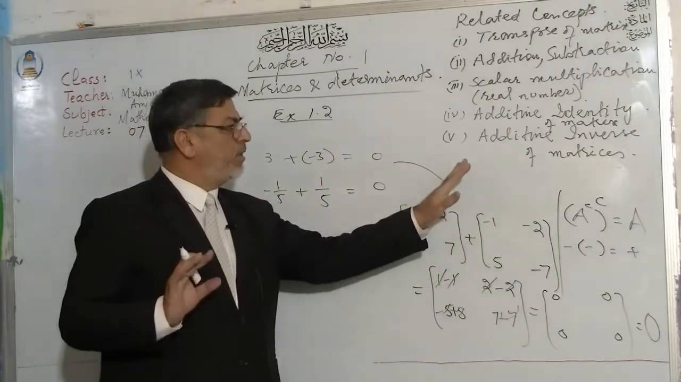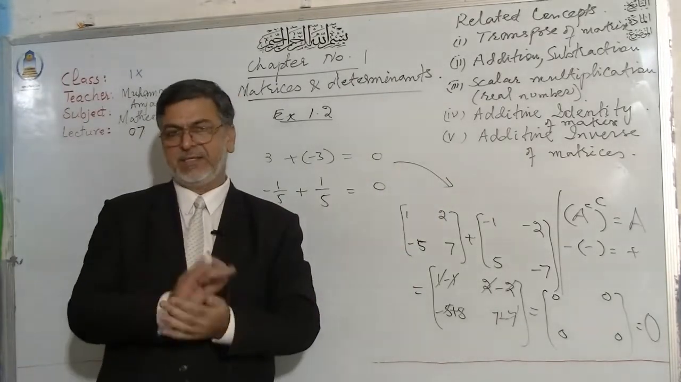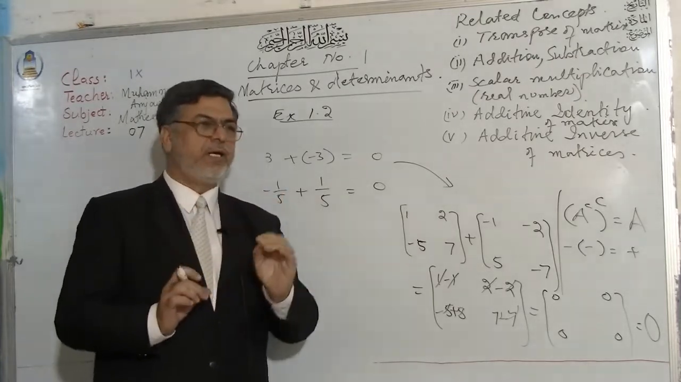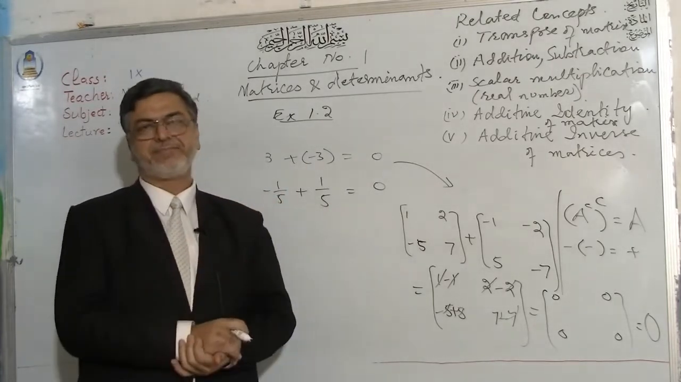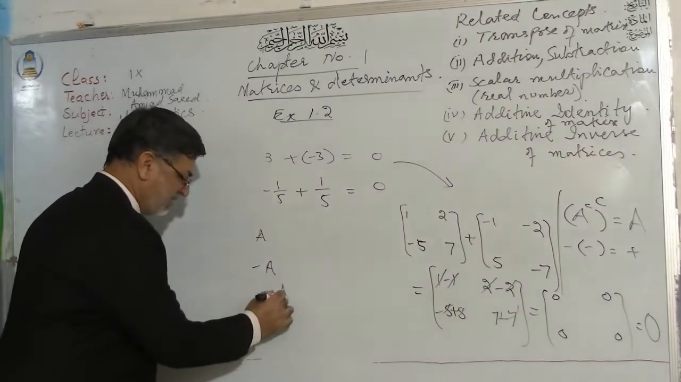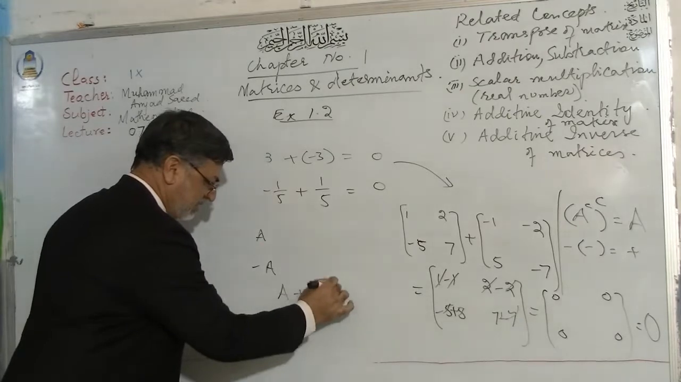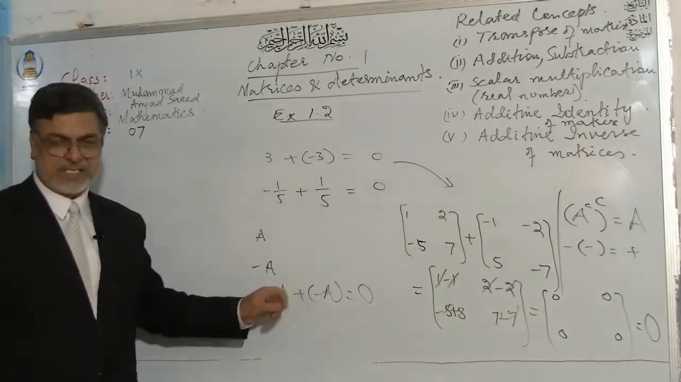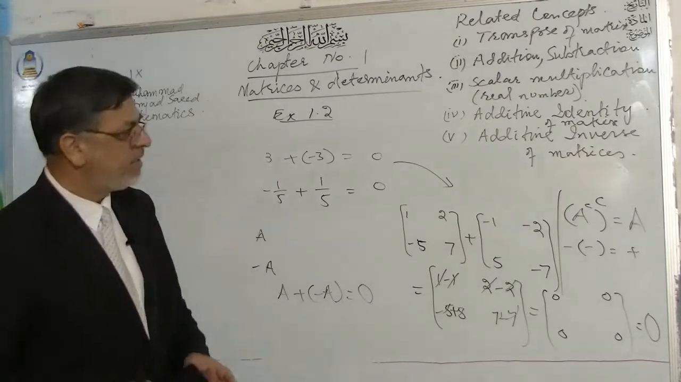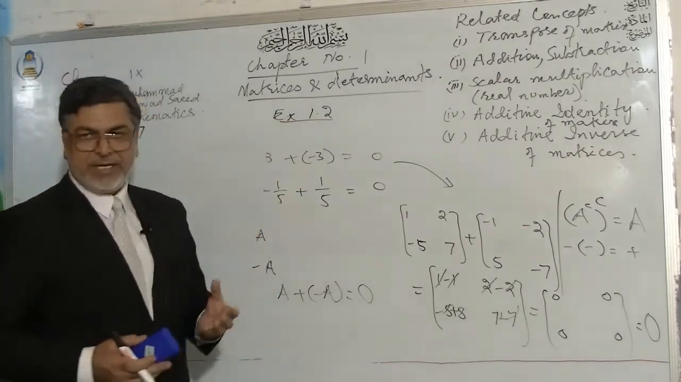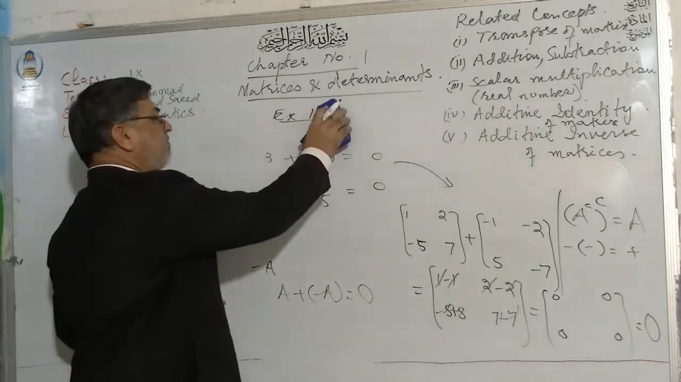In the case of additive inverse, if A is given, simply you will find minus A, and then you add them to get the null matrix. So they are known as additive inverses of each other. Dear students, I hope that you got these concepts. Now we are able to start our exercise 1.3.